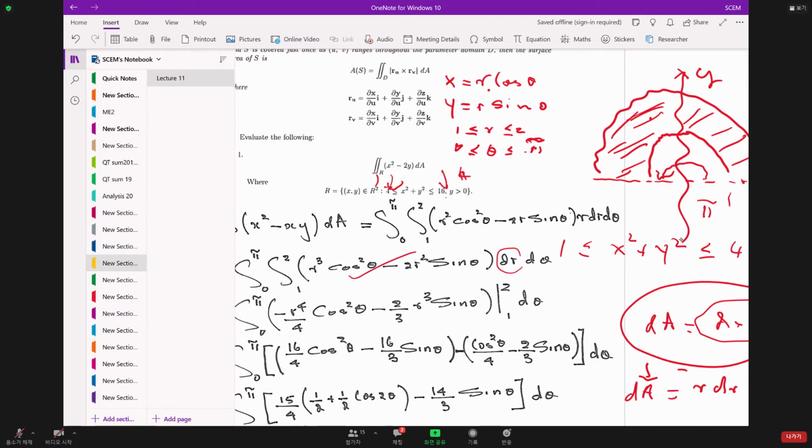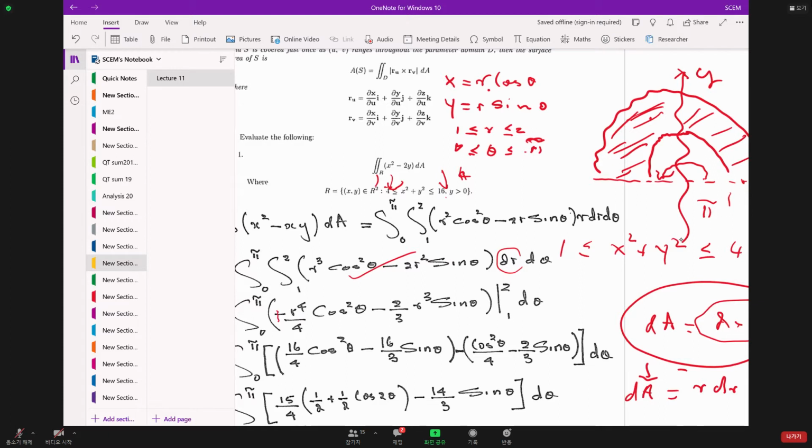So you get r to the power 4. I don't know how I got a minus there. That's a plus really. r to the power 4 over 4, cos squared theta, minus 2 by 3 r cubed sine theta, integrate from 1 to 2. You integrate from 1 to 2. Is that clear? Yep.